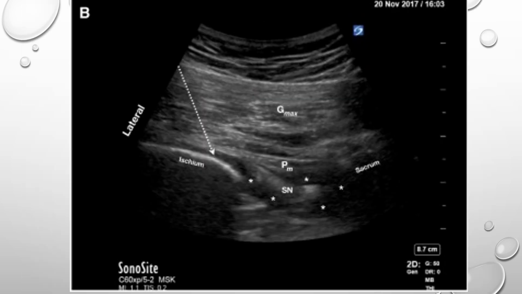This is an ultrasound image of a parasacral ischial plane block, which was described by our team, where an injection is made on the medial edge of the ischial bone, and local anesthetic is injected under the piriformis muscle, which surrounds the divisions of the sacral plexus.